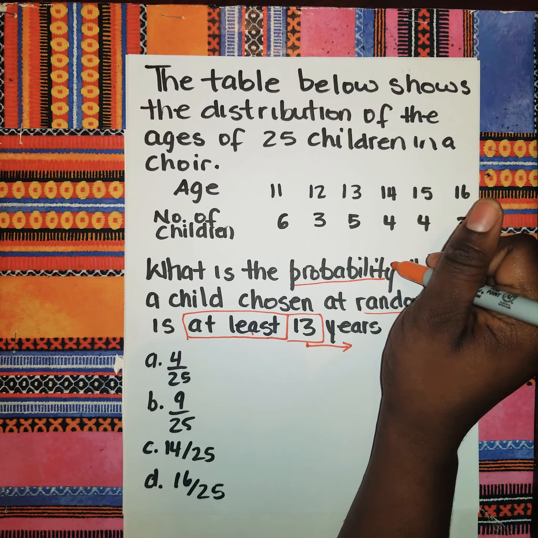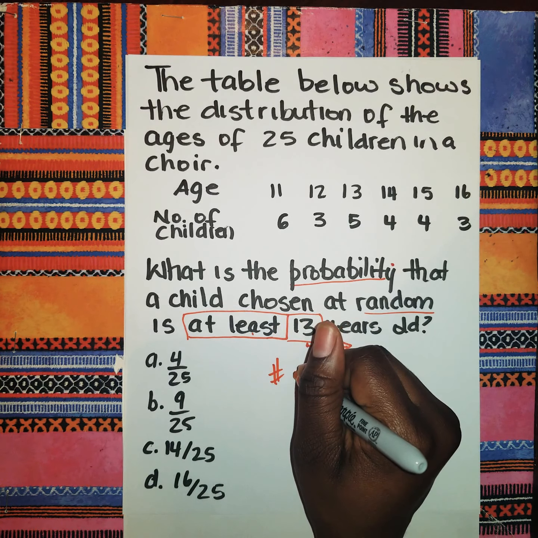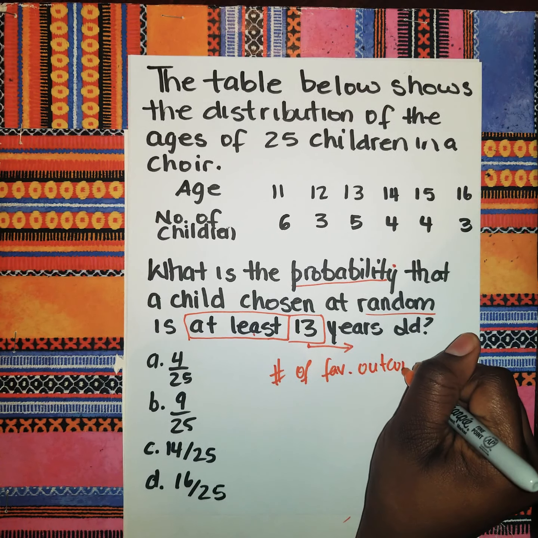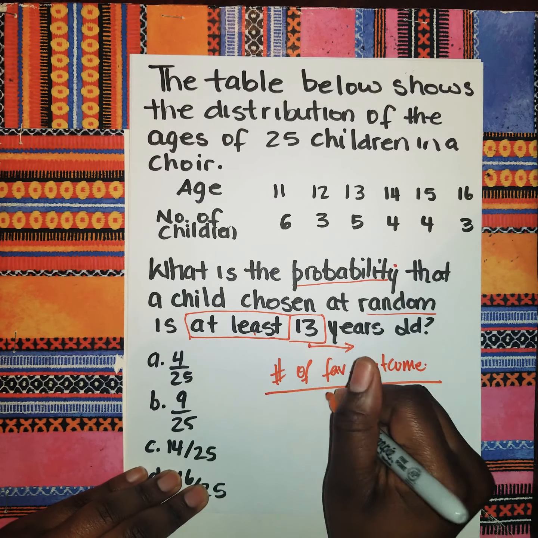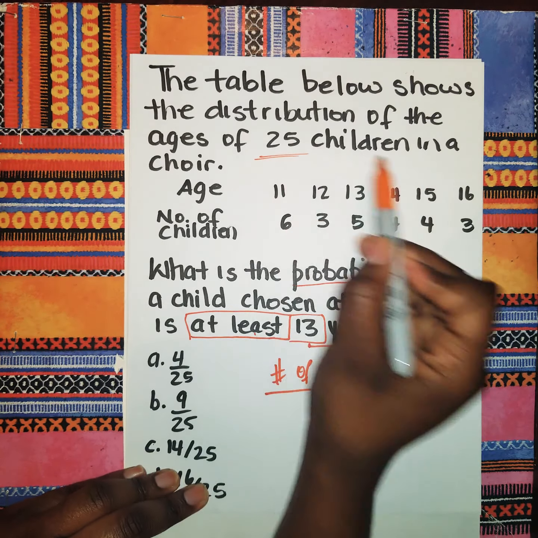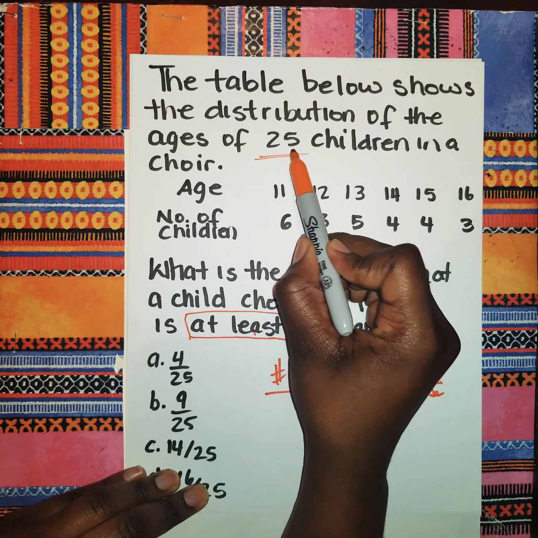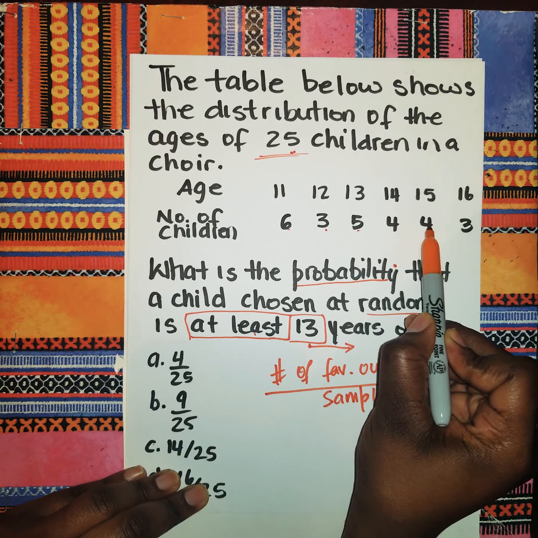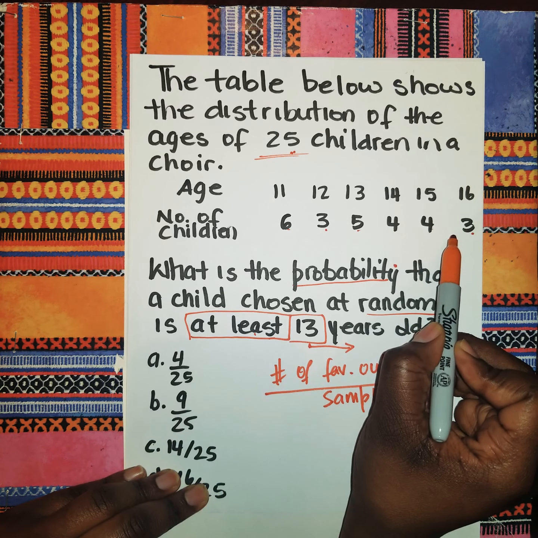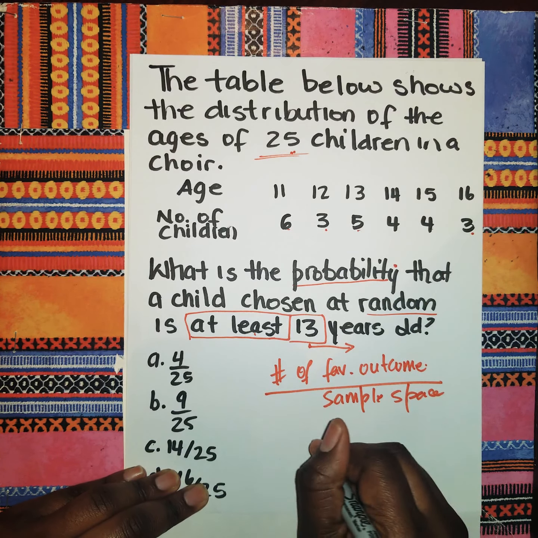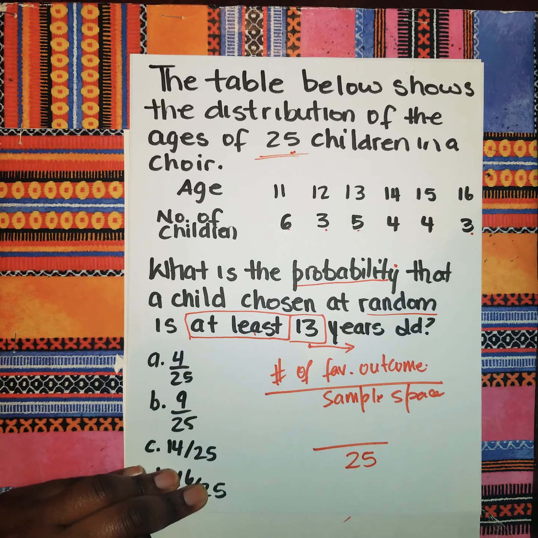So it says probability, guys. Probability is basically the number of favorable outcomes over the sample space. And in the beginning, they told us that 25 is the sample. If they did not give you 25 here, what you had to do was to add up 6 plus 3 plus 5 plus 4 plus 4 plus 3, and that should give you 25, or the total amount of children in this sample. So now the denominator is 25. All right, that's your sample space. That's the amount of persons you're choosing from.